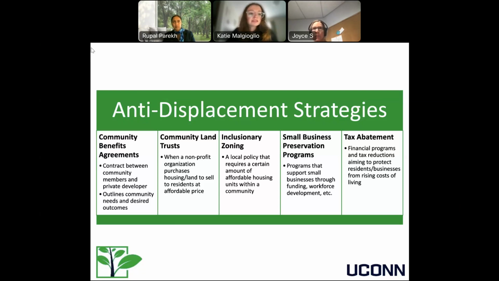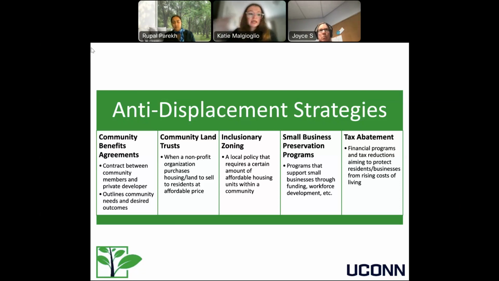Community land trusts refer to a nonprofit organization purchasing housing or plots of land to sell to their community's residents at an affordable price. So it's about creating long-term, sustainable, affordable housing for your community members. And community land trusts are best for communities that have a nonprofit organization with the financial and organizational capacity to take on a project like this.